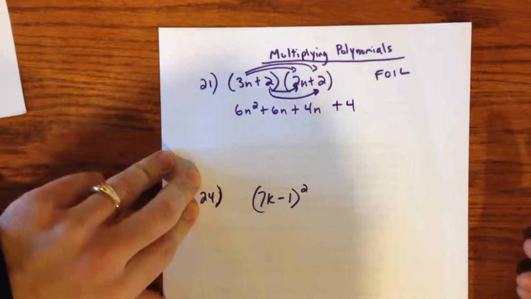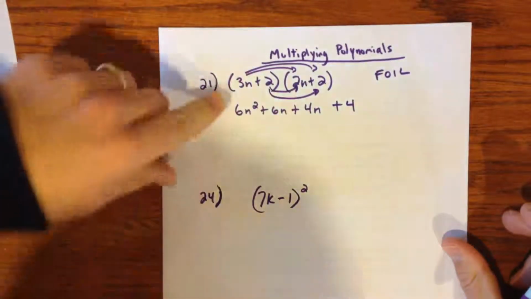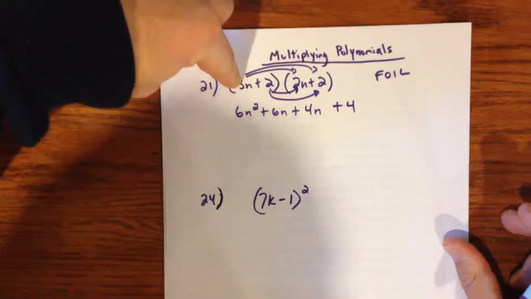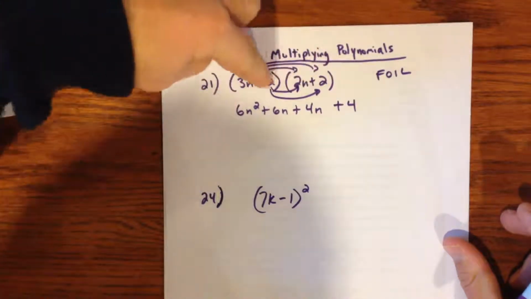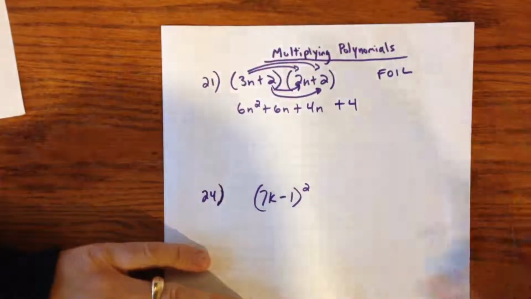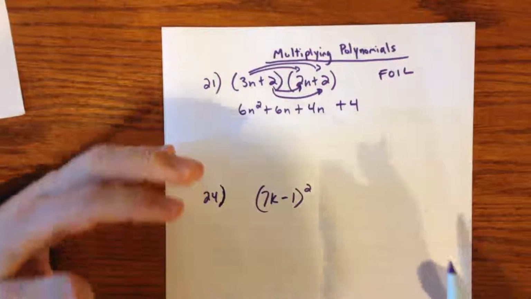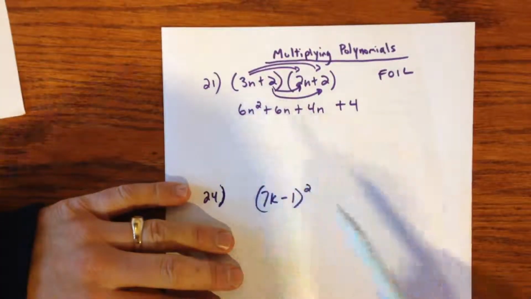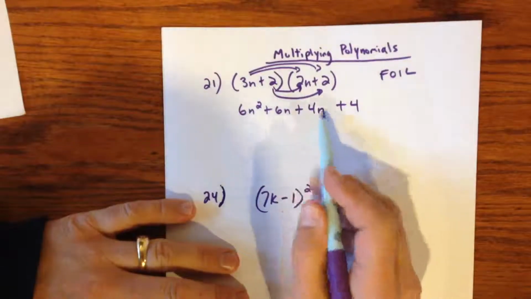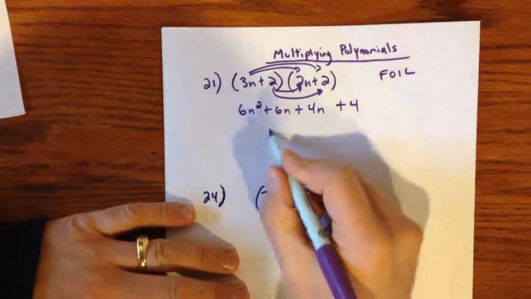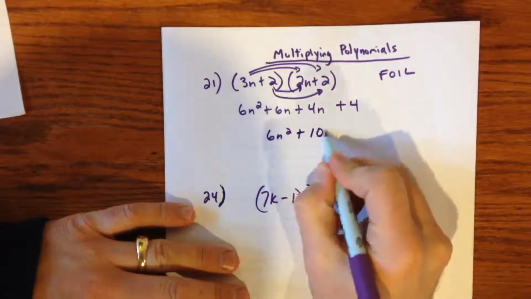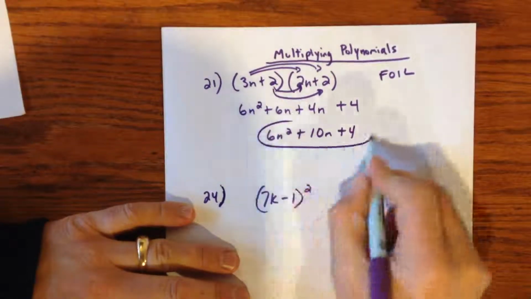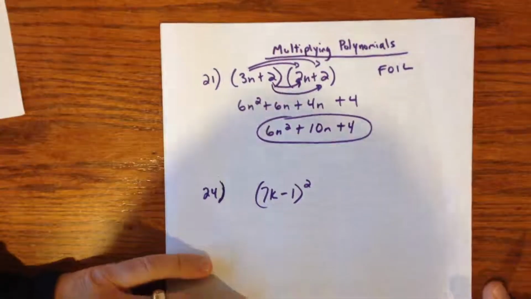When you're foiling, you're multiplying this 3n to each term and the 2 to each term. So two binomials multiplied together, you end up with 4 terms, but the middle terms are going to combine. So you have 6n. This is nothing new to you guys. You FOIL that like you always have.